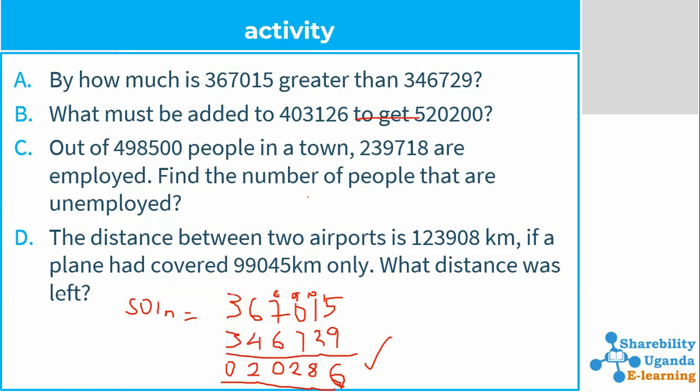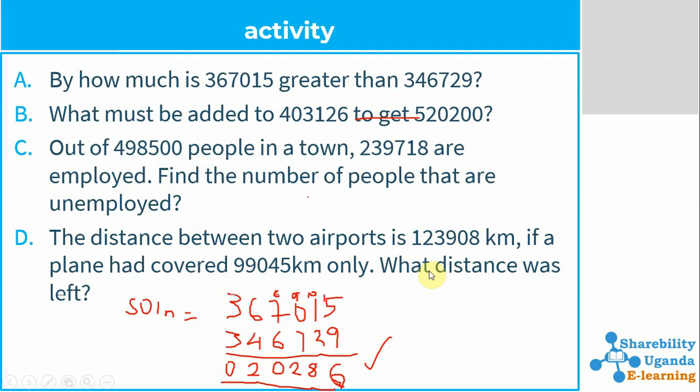Alright, so we should be able to identify what is required. They are telling us that we have the distance between two airports, and a plane, and the distance between them is 123,908 kilometers. Then if a plane had covered 99,445 kilometers only, they are asking what distance was left. So they simply want you to find the distance which was left if a plane had covered this.